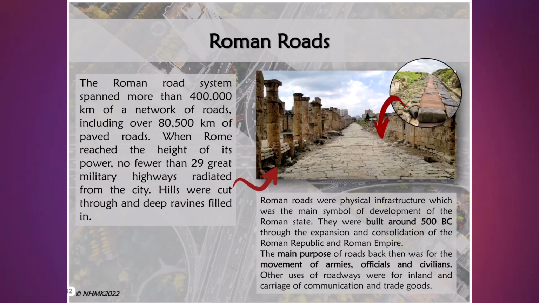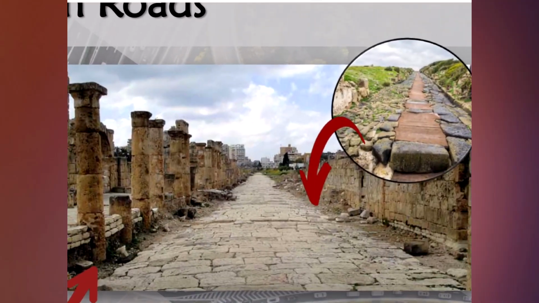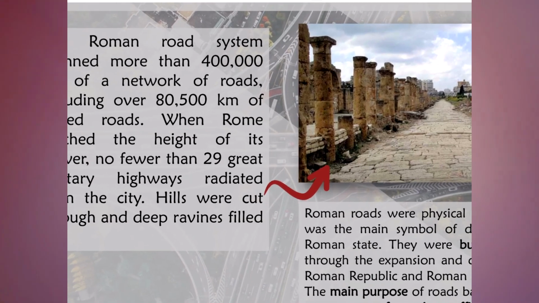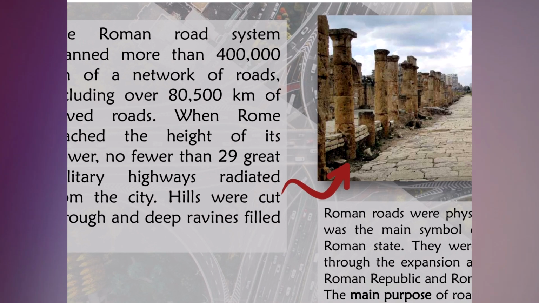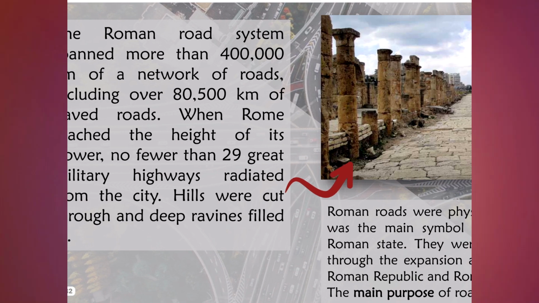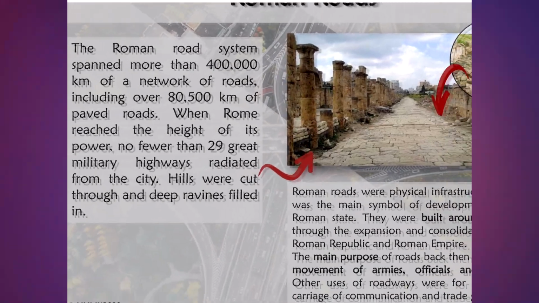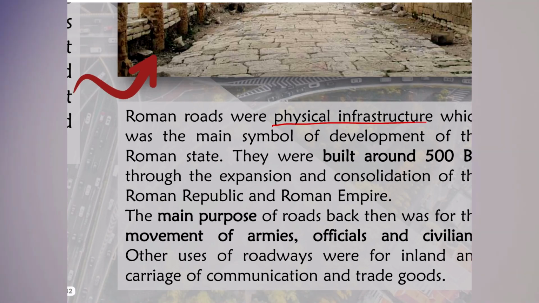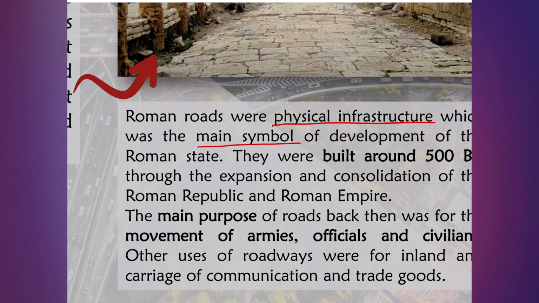Now let's take a look at Roman roads. The Roman road system spanned more than 400,000 kilometers of a network of roads, including over 80,500 kilometers of paved roads. When Rome reached the height of its power, no fewer than 29 great military highways radiated from the city. Hills were cut through and deep ravines filled in. Roman roads were physical infrastructure, which was the main symbol of development of the Roman state. They were built around 500 before Christ through the expansion and consolidation of the Roman Republic and Roman Empire.